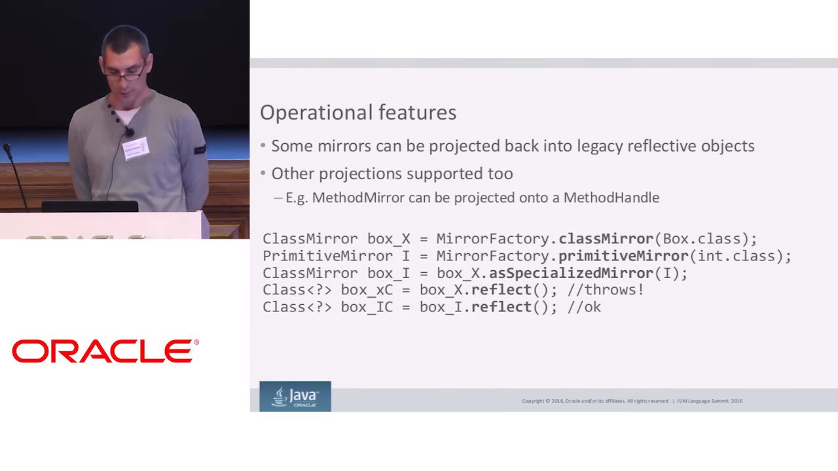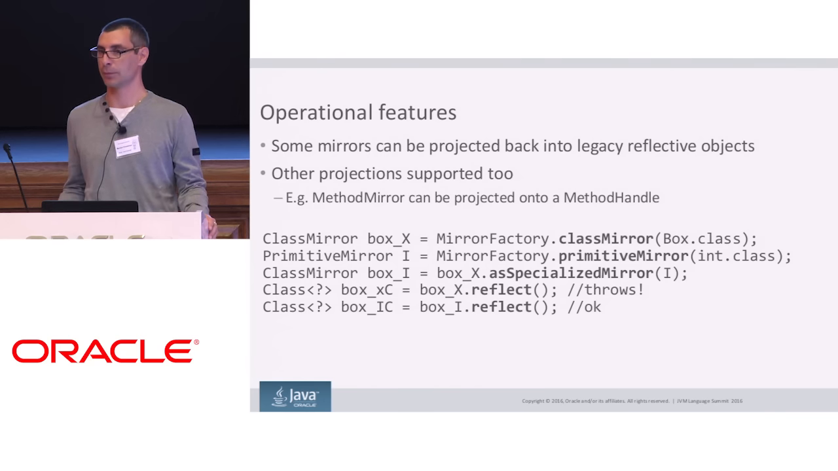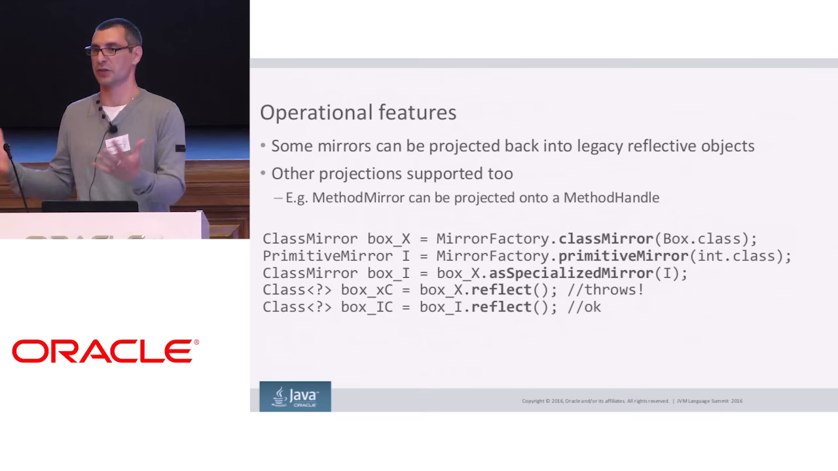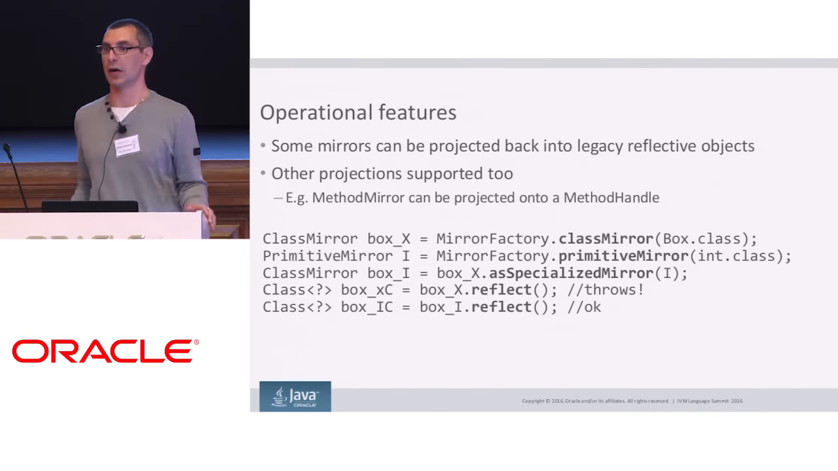The trick about the reflect method is that you can only call it if the underlying mirror is type variable free. So it must correspond to some type that is representable at runtime. If you have some type variables in there, it won't work. It will throw an exception because there's no live type that exists in the VM if you have type variables in there.